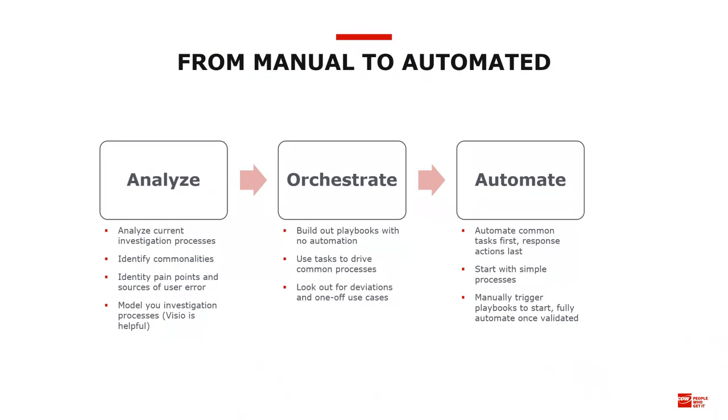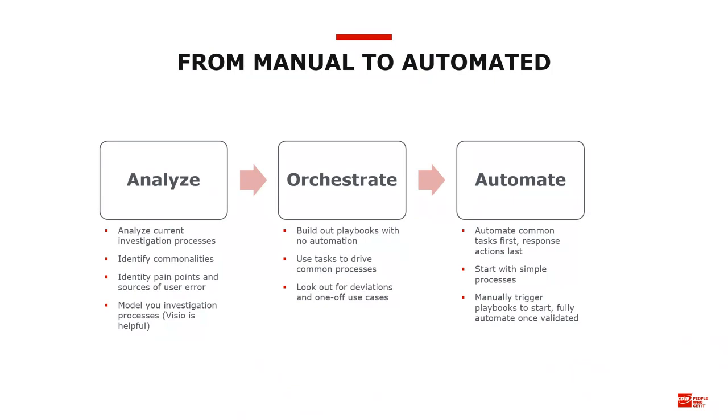But then you can pivot. You can say, okay, now I'm going to start to orchestrate that. So what that means in Sentinel is I am going to build out playbooks, but these playbooks don't have automation. The playbook is simply there to drive out standardization of investigations. And this is where I'm going to call back to those tasks. This is where those tasks can really come in handy. You can build out playbooks that are going to generate those tasks, and that's that checklist that ensures that your analysts are investigating a particular type of incident the same way every single time.